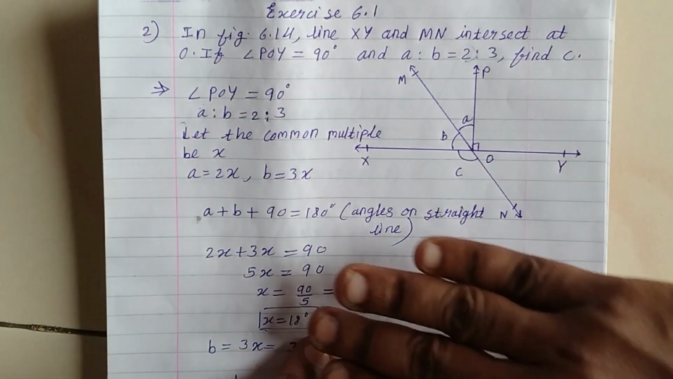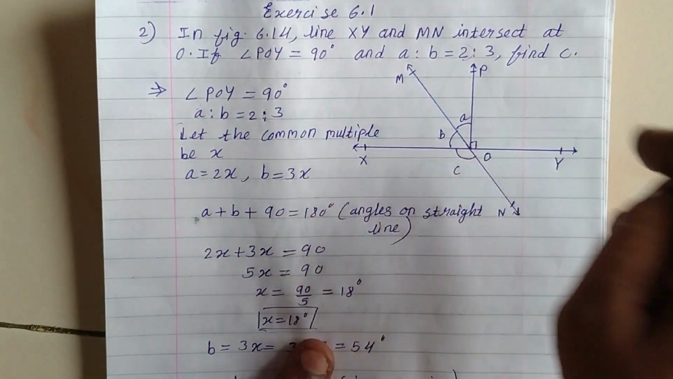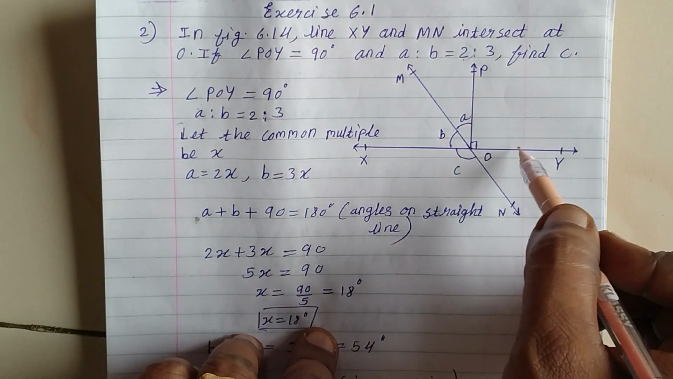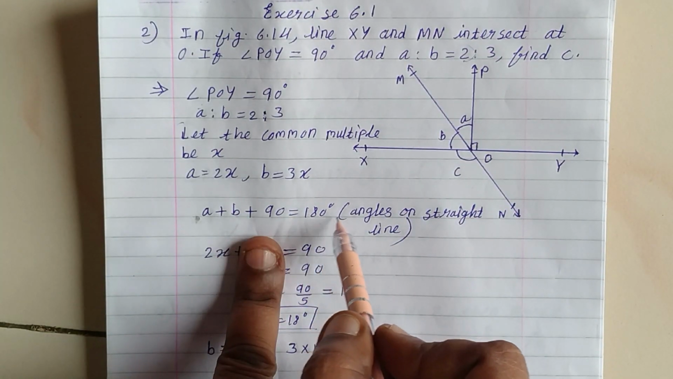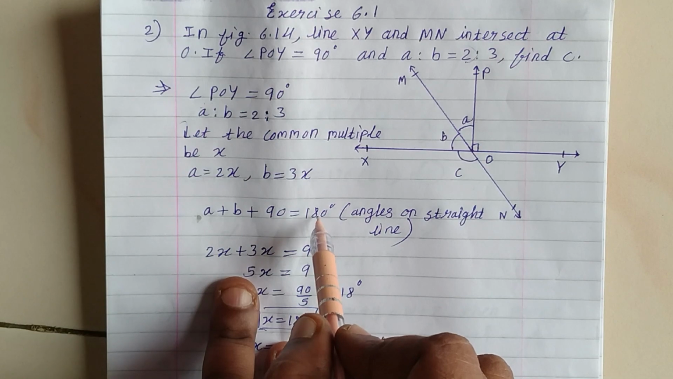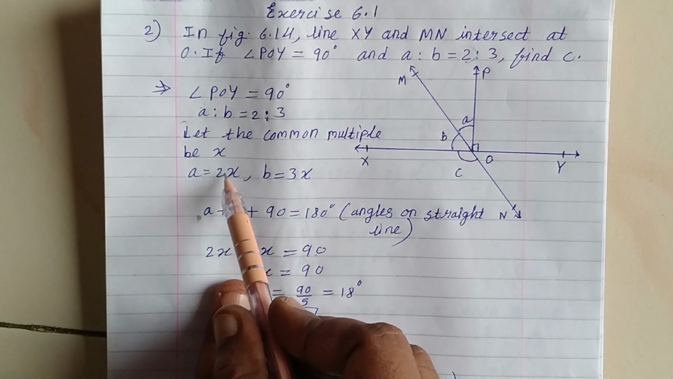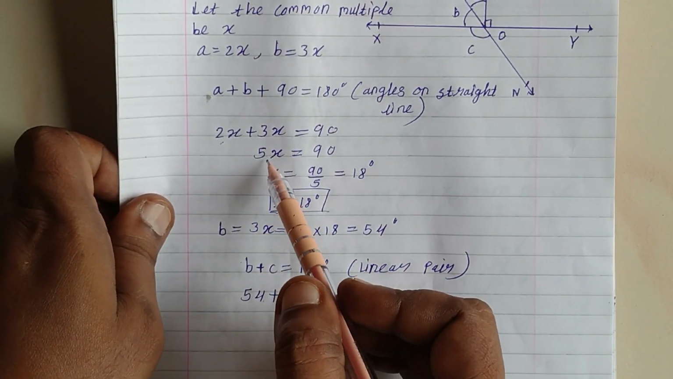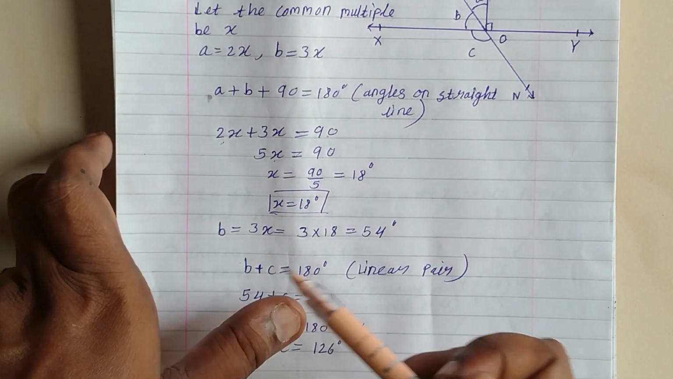Now you can observe this line XOY. It is a line, there are three angles, A, B and angle POY. Their sum will be 180 because they are angles on the straight line. That is why A plus B plus 90 is equal to 180. Now I am transposing 90, so 180 minus 90 will be 90, and A is 2x and B is 3x. Now 2x plus 3x is 5x, so 5x equals 90. Transposing 5, you can easily find x equals 18.